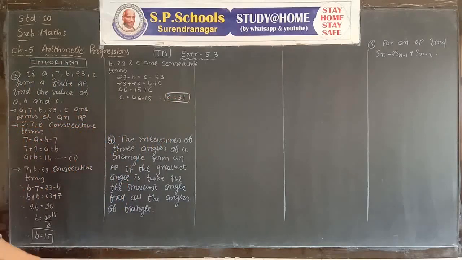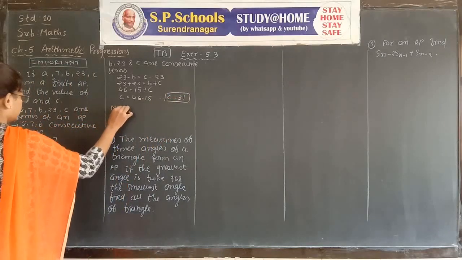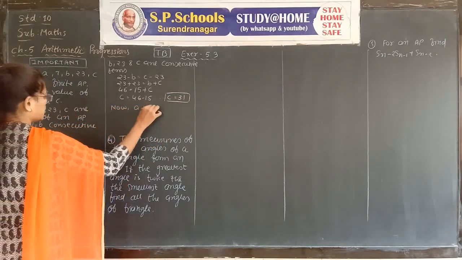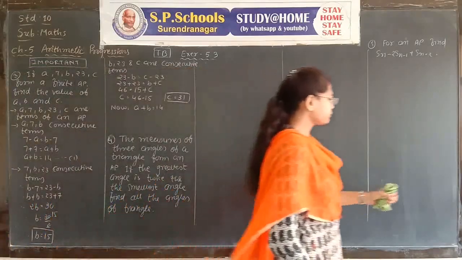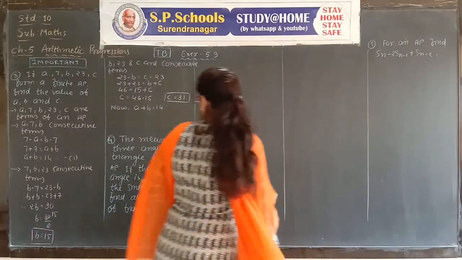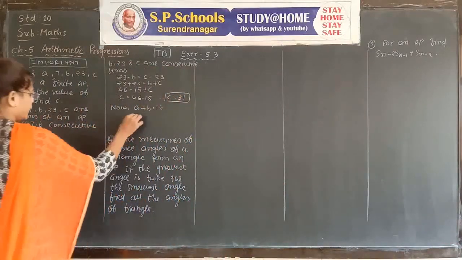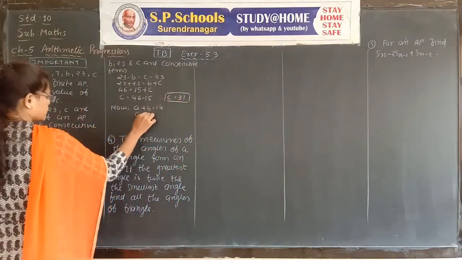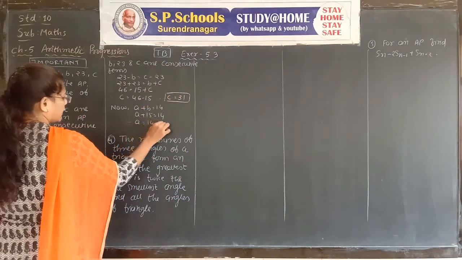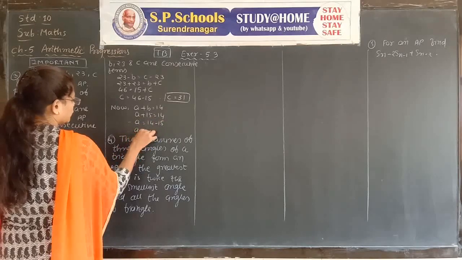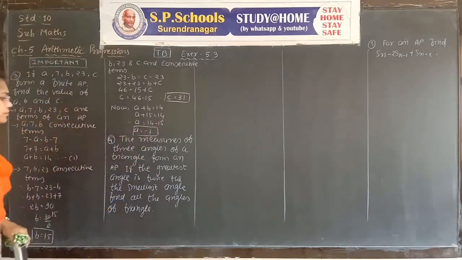C is obtained as 31. Now to find A: A plus B is equal to 14. To find the value of A, B is 15, so A plus 15 is equal to 14. That's why A is equal to 14 minus 15, and the value of A is minus 1.